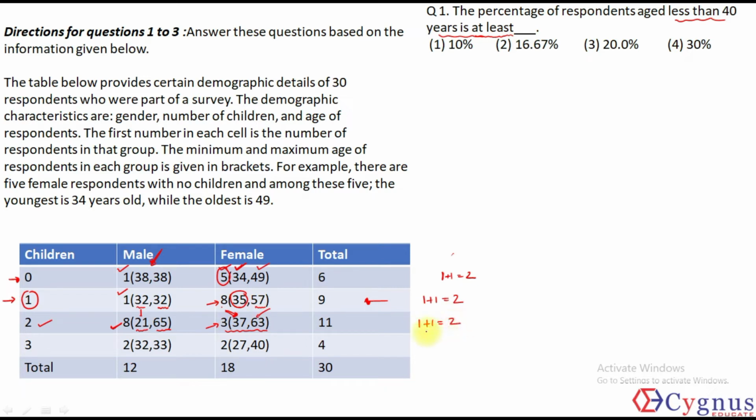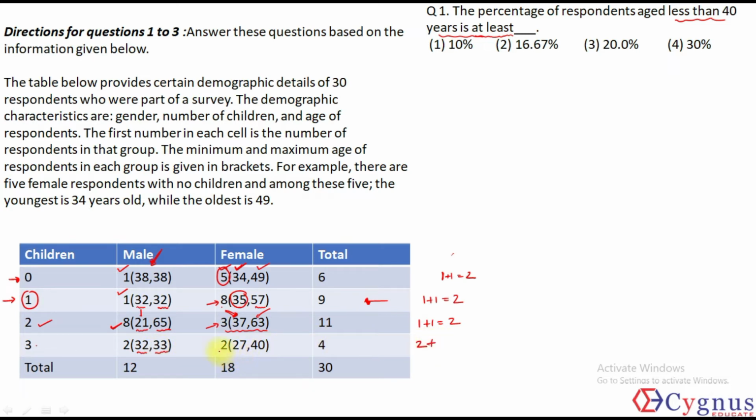So overall, I'll get 2 people. Last one, number of children 3. How many males are there who have exactly 3 children? 2 males. And what are the ages here? Minimum is 32, maximum is 33. And I also know that this is minimum and this is maximum. So one person would be 32 years old and the other one would be 33 years old. None of them will be more than 40 years here. Yes or no? So I'll get 2 people from here.